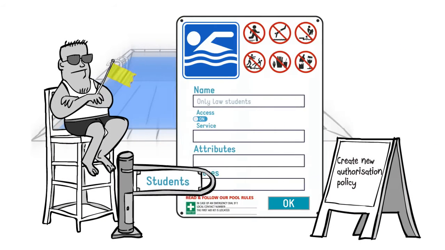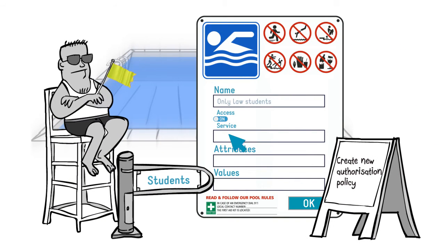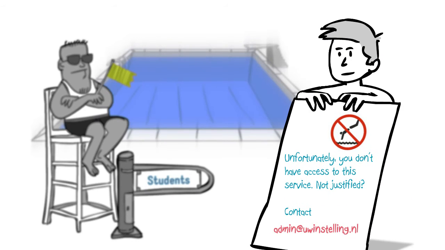Creating your own authorization rules takes just a few clicks. Simply select a service, decide which user attributes are relevant, and then specify who gets access. You even decide what message you give to users who are refused access.